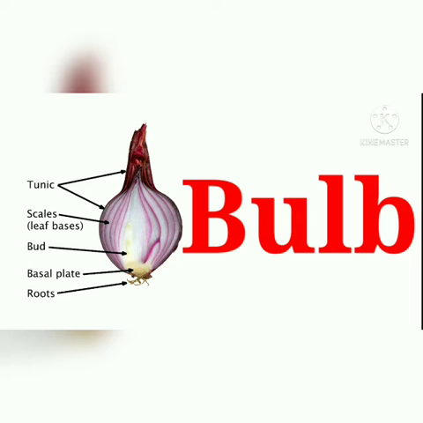Bulbs. These are underground stems with fibrous roots at their base. They have a disc-like stem enclosed by food-storing scale leaves. Examples are onion, lily and tulip.